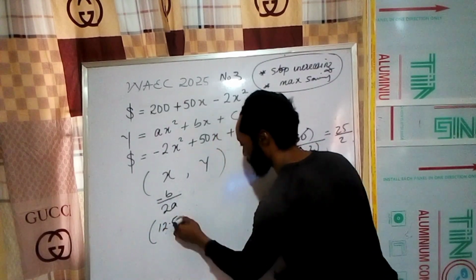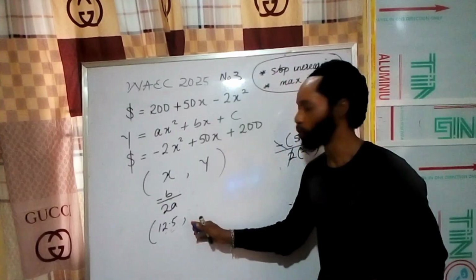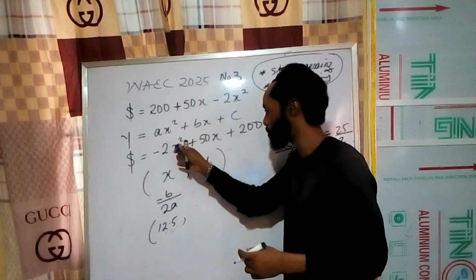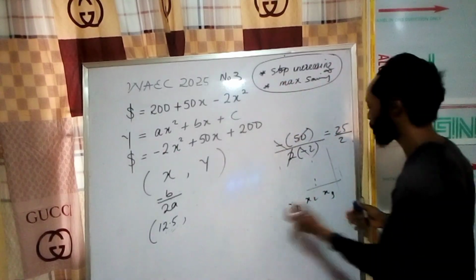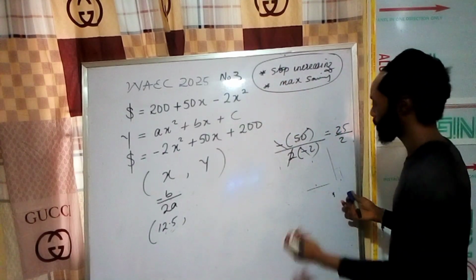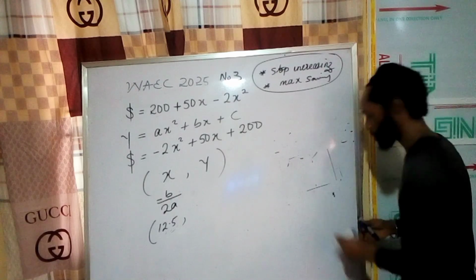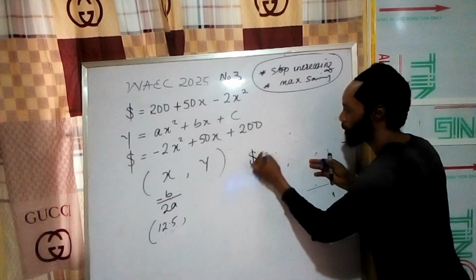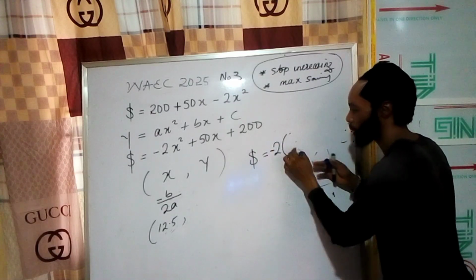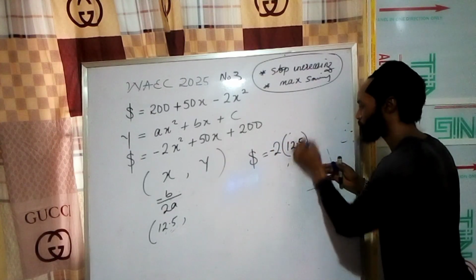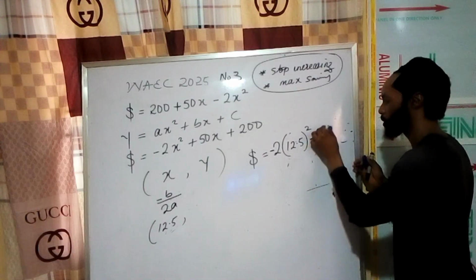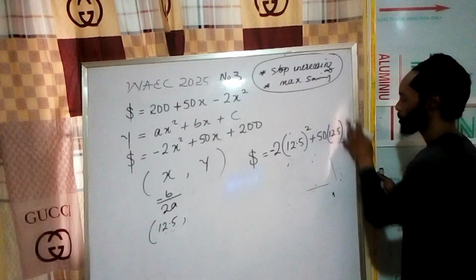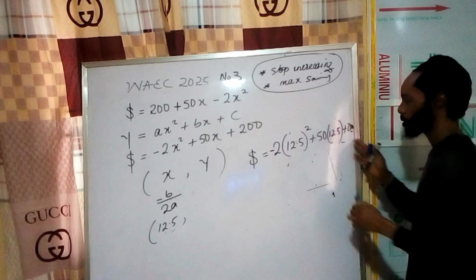Now, to get our y, we're going to put the value here with the calculator to get the value of our y. If we get those two, we have answered the two questions. So let's just do it straight up. We are going to put in the value: y equals negative 2 into bracket of 12.5 all squared, plus 50 into bracket 12.5, plus 200.